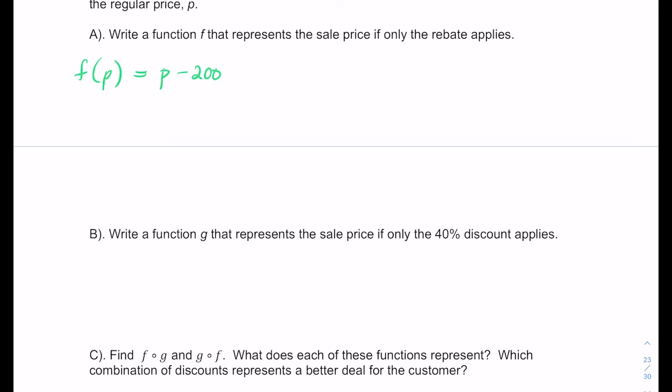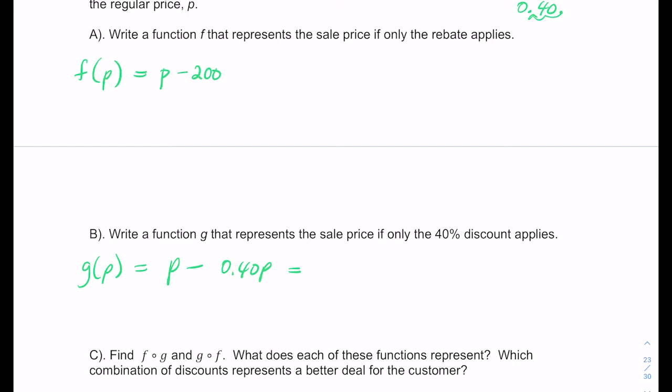The next function we have to write, we're going to call it g of p. And this is if the 40% discount applies. So to find a discount, we multiply the price times that percentage. So we have a 40% discount, and we're going to move the decimal back 2 places to the left. So 40% is just 0.40. So to find the sale price, I'm going to take 40% of the price, but I'm going to take that away from the actual price. So it's the price of the computer minus 40% of the price, leaves me with the sale price.